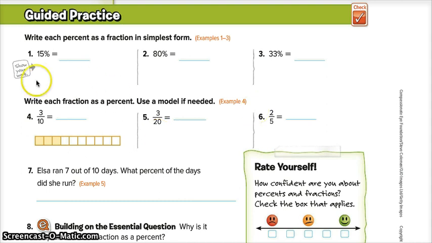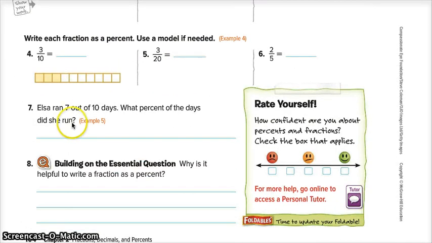And then you are going to work on the guided practice questions. For 1, 2, and 3, you're going to write each percent as a fraction in simplest form. For 4, 5, and 6, write each fraction as a percent. Number 7 gives you a word problem. Elsa ran 7 out of 10 days. What percent of the days did she run? And then number 8, why is it helpful to write a fraction as a percent?